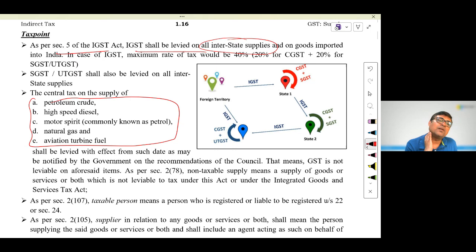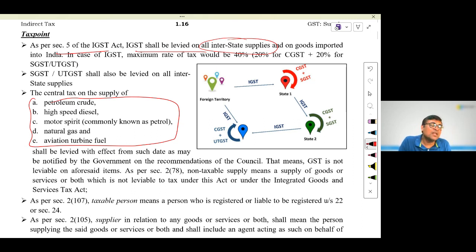Petroleum crude, that is crude oil, high-speed diesel, petrol, natural gas, and aviation turbine fuel. On these 5 types of items, at present, GST is not applicable. At present, the earlier mechanism, that is the excise plus VAT combo, is applicable on these 5 types of items. For alcoholic liquor, excise is applicable. Whatever existing system was there is continued.